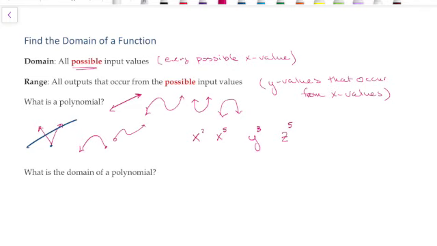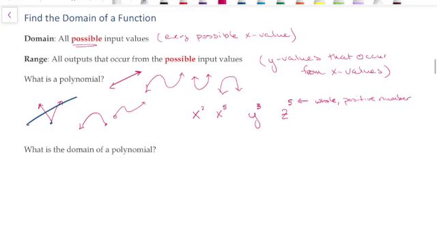Okay, so the exponent is a whole positive number, and I mean the exponent on the variable. The exponent on the variable. Okay, so it couldn't be negative and it couldn't be a fraction. All right, so what is the domain of a polynomial?